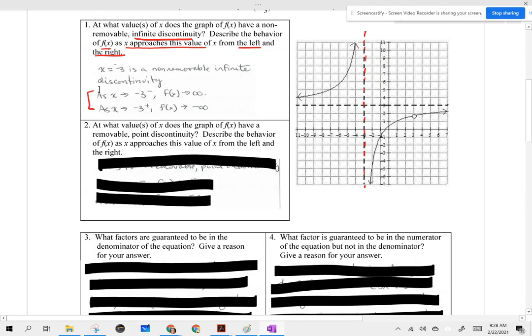As x approaches -3 from the left, f of x approaches positive infinity. And as x approaches -3 from the right, then f of x approaches negative infinity.